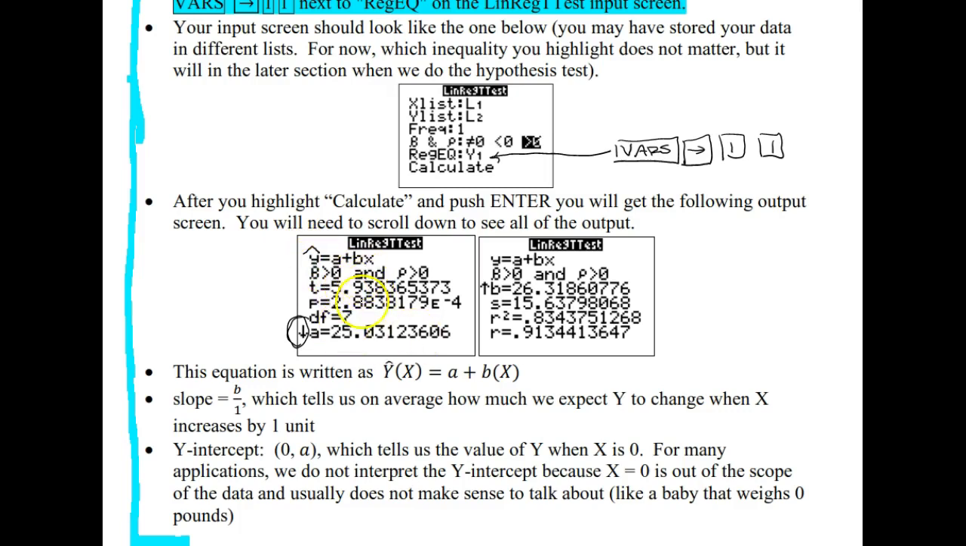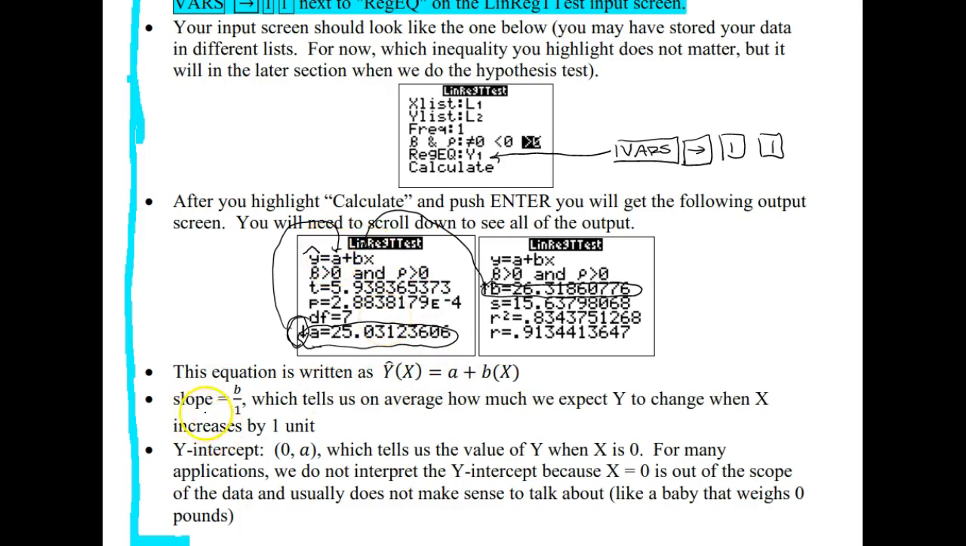The values that we need to get that equation are this value of a, and then we need to scroll down to get this value of b. Okay? And then that value of a gets put into the equation here for a. This value of b gets put here as the coefficient of x in that equation, and that gives us our least squares regression equation, or our line of best fit. Okay, so this equation is written as y hat of x equals a plus bx. Again, that hat is important as we're looking at this in statistics.